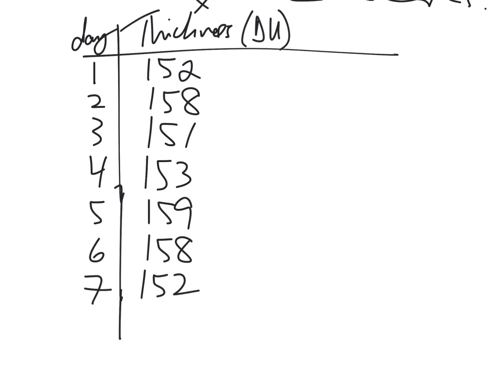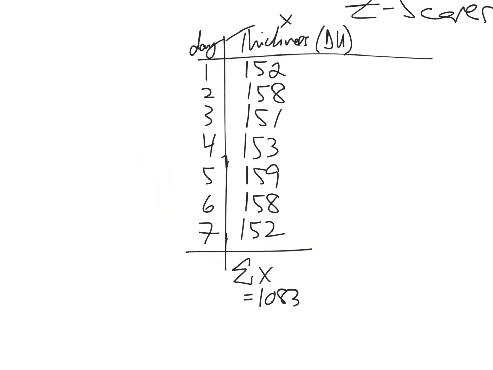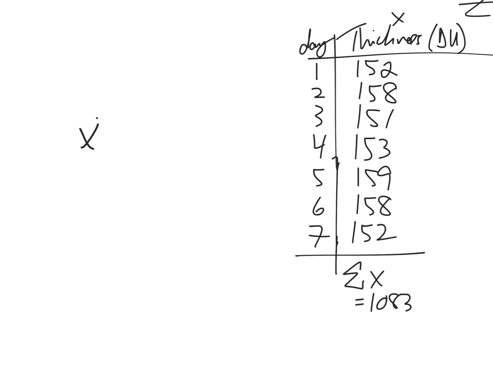Okay, so step 1 for standard deviation is calculating the mean. So we need the sum of the data. In this case, the sum of the data equals 1083. Okay, so let's work that out on the side. The mean is the sum of the data set divided by the size of the data set.